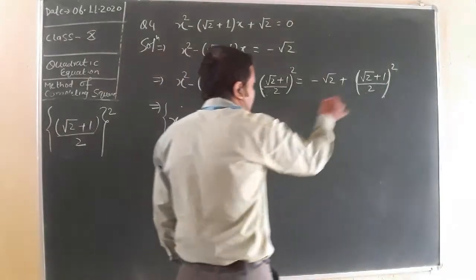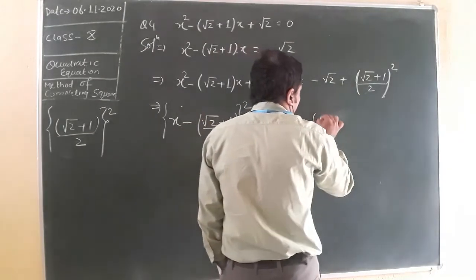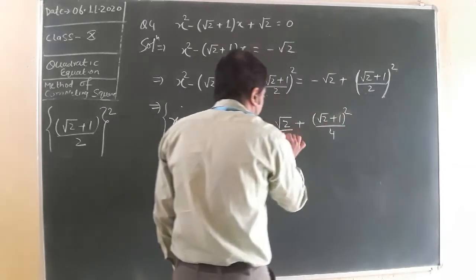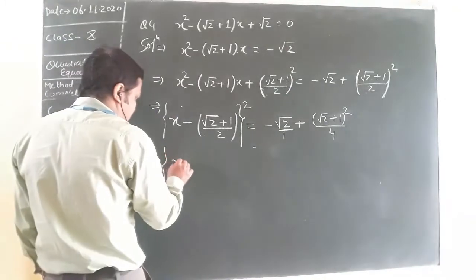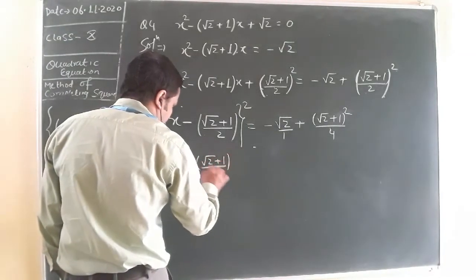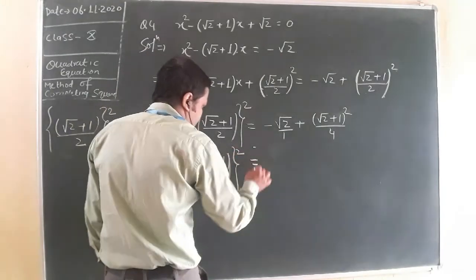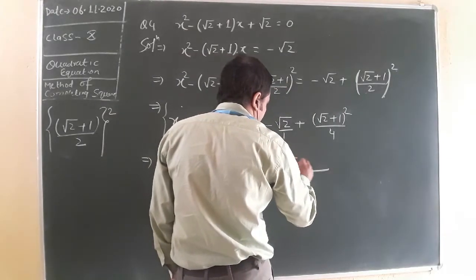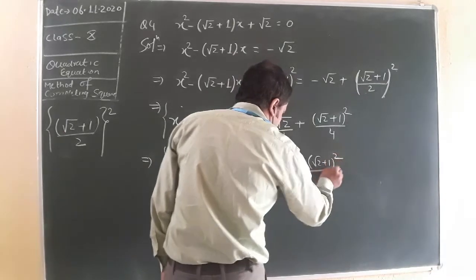Now solve the right hand side. So it will be root 2 plus 1 whole square divided by 4. Now take the LCM. x minus root 2 plus 1 divided by 2 whole square is equal to, 4 will be the LCM, minus 4 root 2 plus root 2 plus 1 whole square.